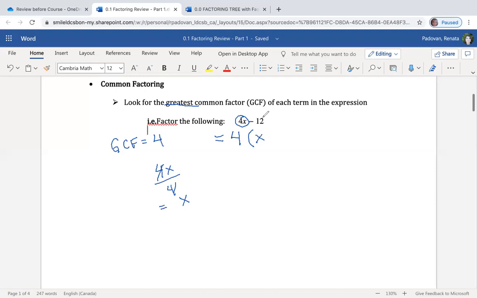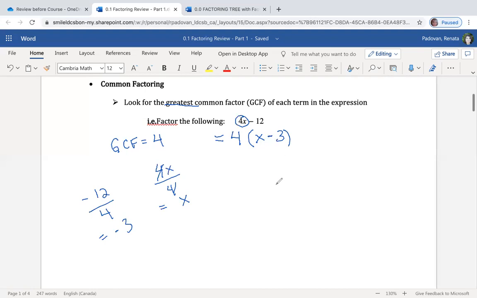The second original term was negative 12, for example. Divide by my GCF. So you can include the sign, because then whatever the answer is, negative 3, you include that sign, negative 3, as part of the second term. And that's as far as I would go. I'd have 4 multiplied by (x minus 3).